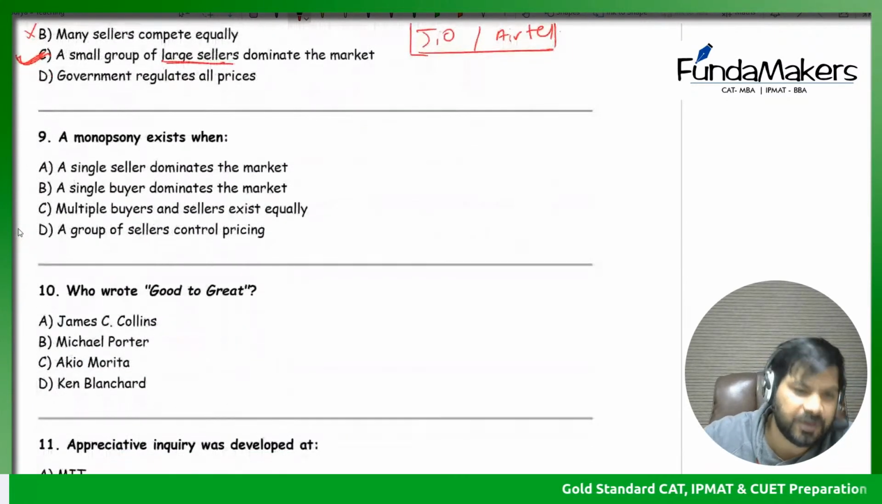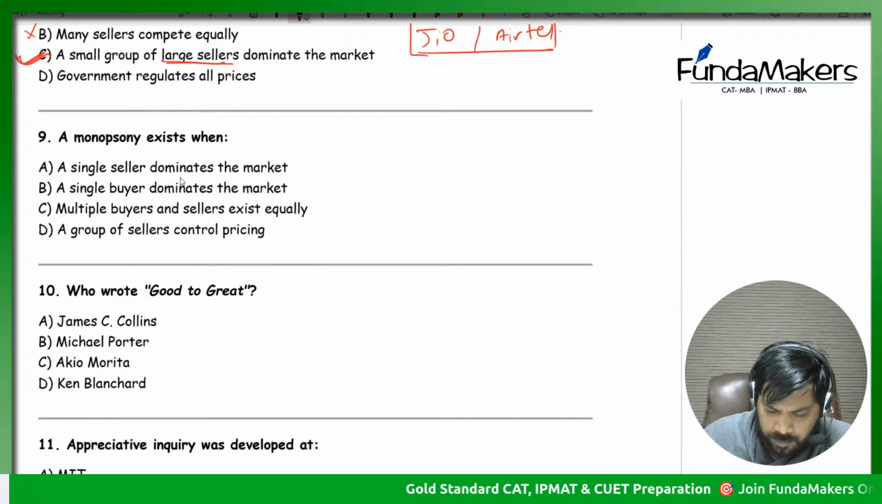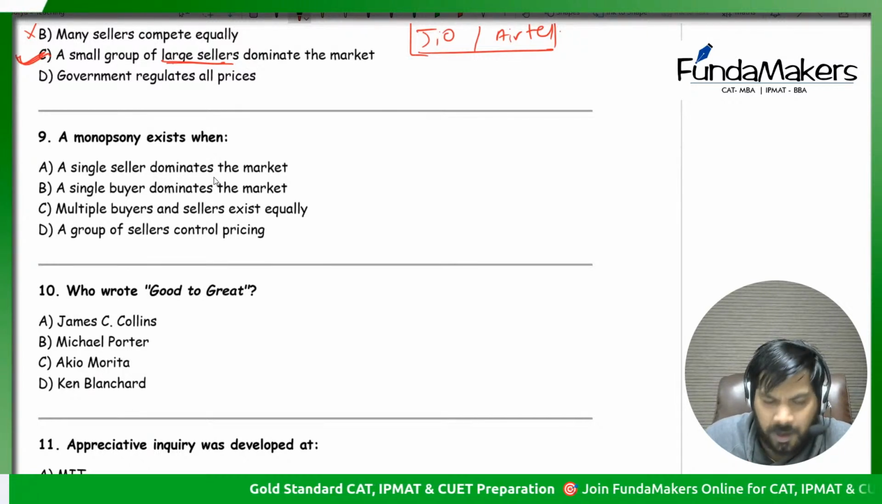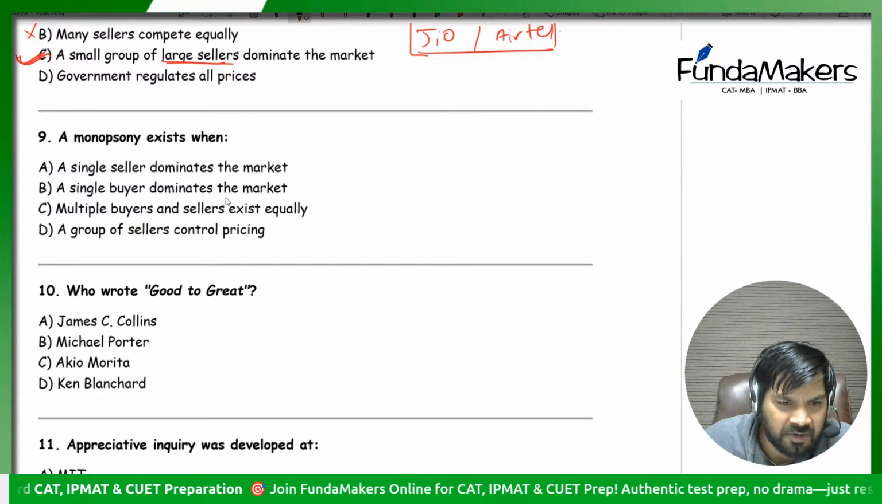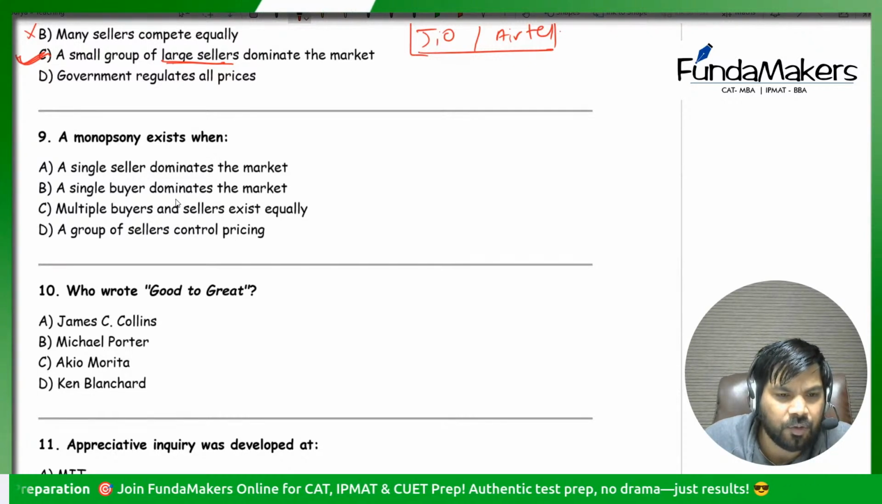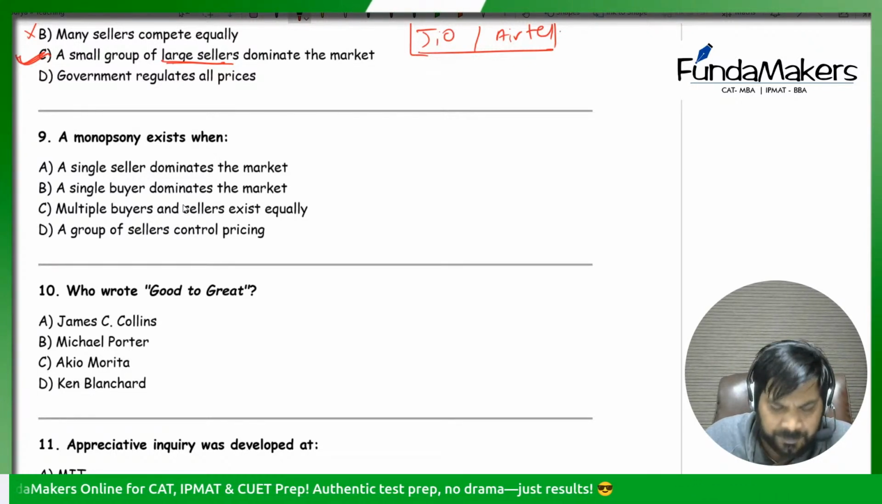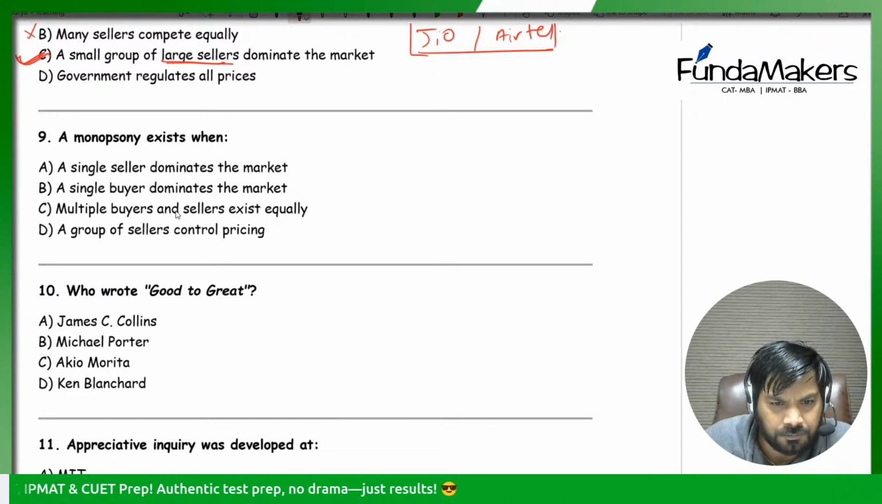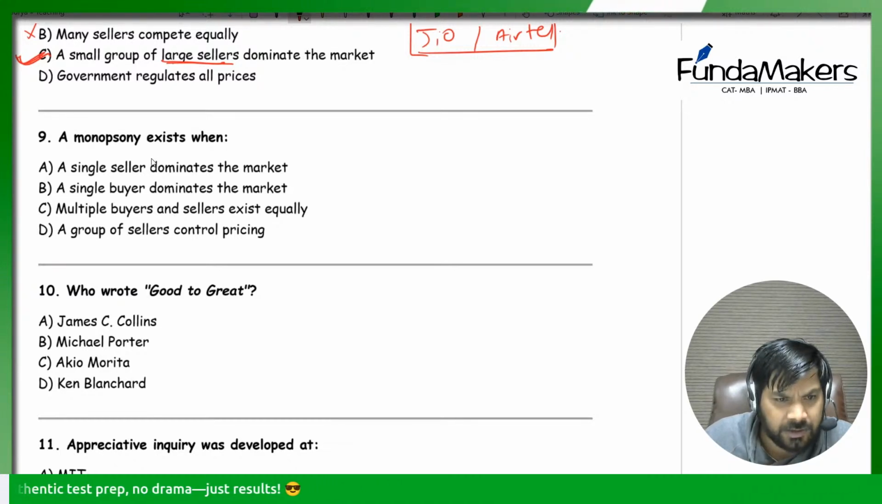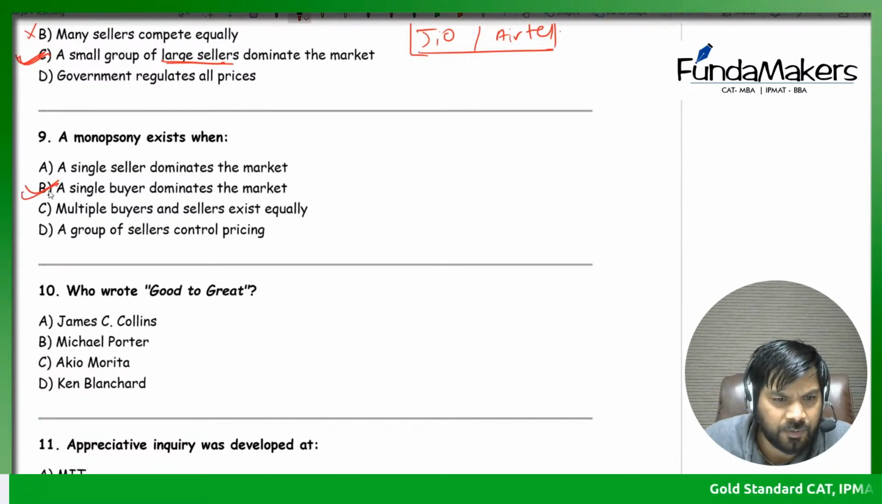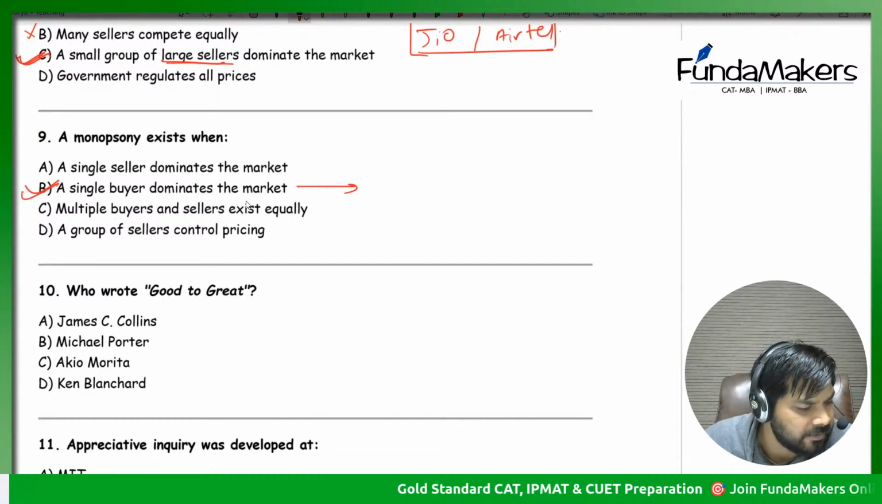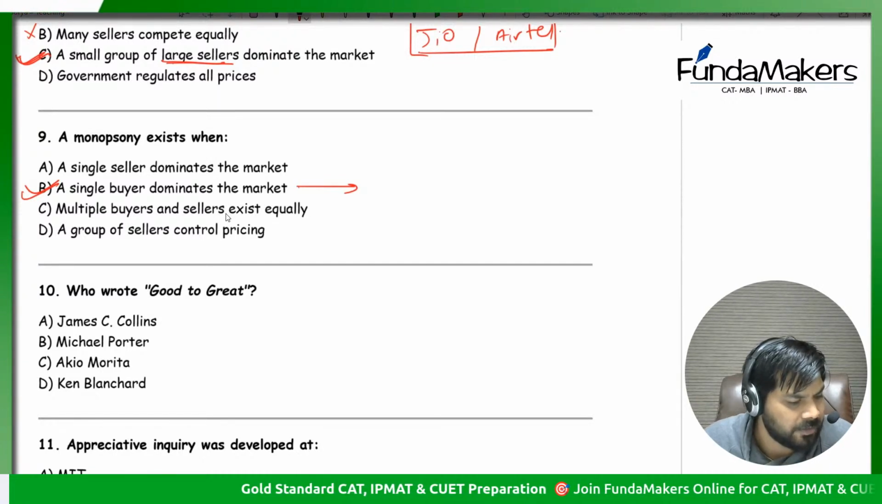Next, monopsony exists when? What do you understand by monopsony? When one dictator, a market dictator basically, controls the whole market. So I think the correct answer should be what? Monopsony, a single buyer who dominates the market. So the correct answer should be B. He will buy every product and sell it at higher prices.